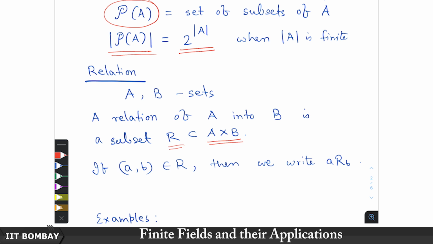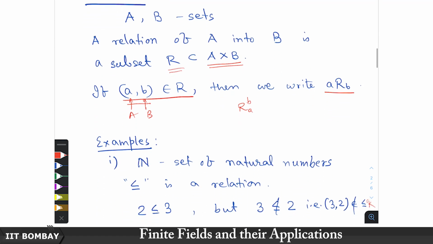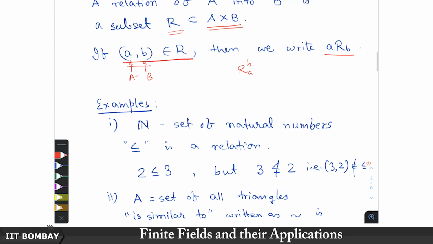So, if we have, let us say, a comma b, where a is from A and b is from B, then these 2 elements are related, and we write that by either saying this (a, b) is in R, or we say that a R b, which means that a is related to b, or we sometimes write R a b. So, different books follow different notations. Let us see some examples.